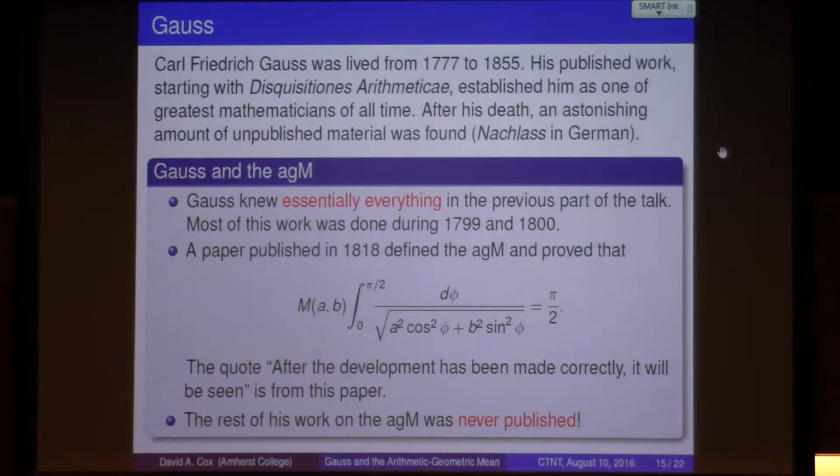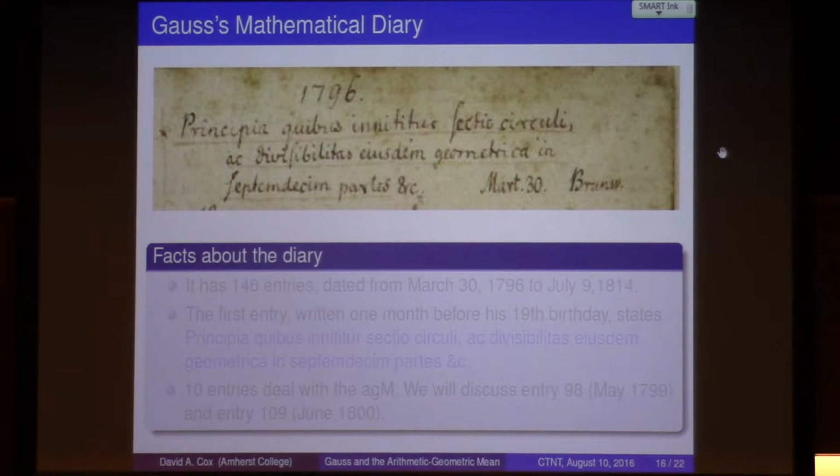And so what I'm going to do is I'm not going to tell you the full extent of what he did. I'm just going to give you a couple of snapshots to give you a sense of what Gauss actually did. And some of it's recorded in his mathematical diary. This is something that he started in 1796, basically March 30th. And this is the very first entry in the diary. So he was 1 month shy of turning 19.